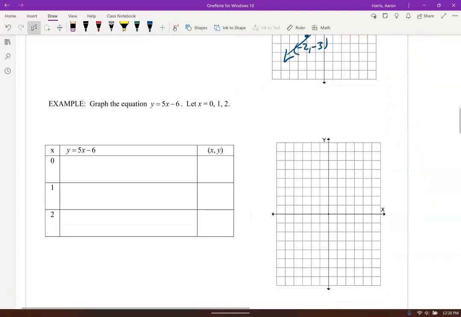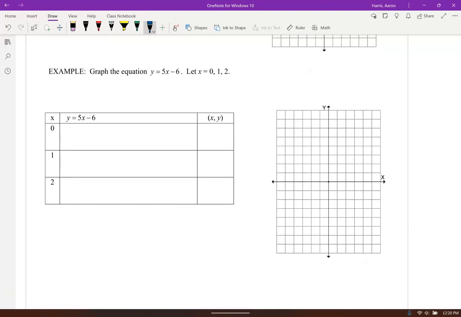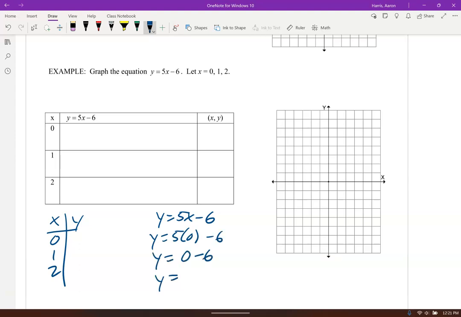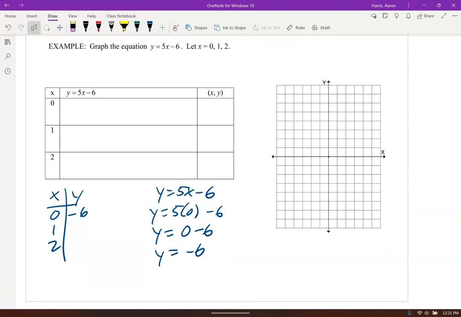Let's do the same thing for this one. y equals 5x minus 6. We're going to let x be 0, 1, and 2. Let's let x be 0 first. 5 times 0 is 0. So I got 0, negative 6 is my first point. I don't go right or left, but then I drop down 6.